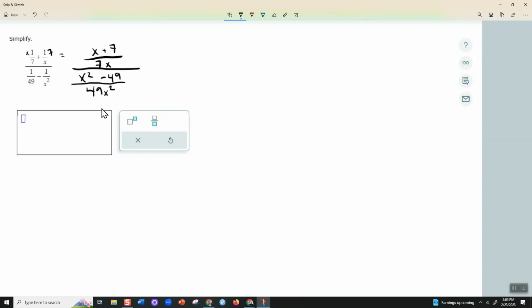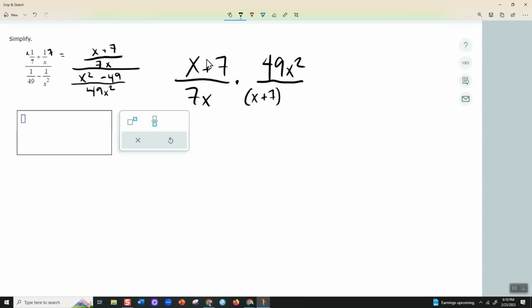All right, now we've got a complex fraction. Guess what we're going to do? We're going to multiply by the reciprocal. So my main fraction on top here is x plus 7 over 7x, multiplying by 49x squared over, who sees a difference of squares there? That 49 should trigger your brain to think that is a perfect square. x squared obviously is squared, so it's a perfect square. So this I can factor into x plus 7, that looks familiar, times x minus 7.